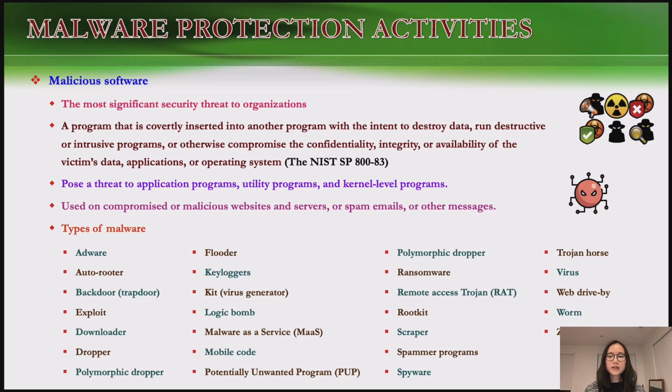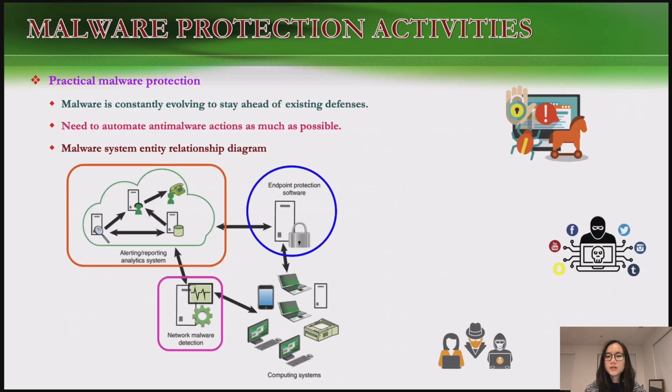This list on the slide provides the various types of malware. Malware spreads through a variety of attack surfaces, such as email attachments, web pages, and cloud services. It is designed to avoid attack or disable defenses. In addition, it is constantly evolving to stay ahead of existing defenses. Therefore, given the complexity of the challenge, it is important for organizations to automate anti-malware actions as much as possible.